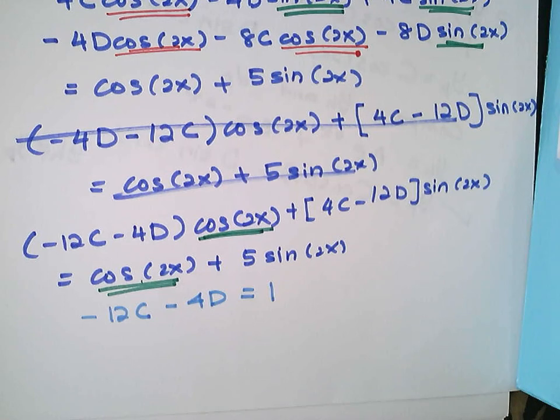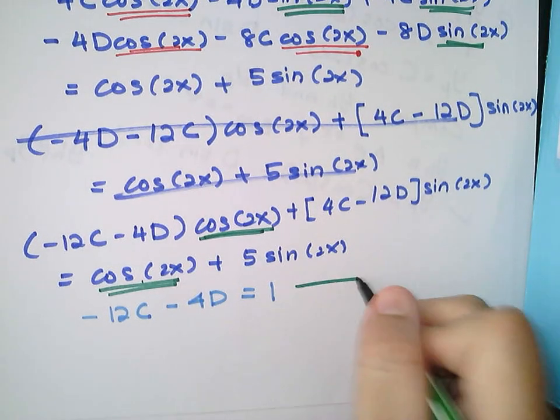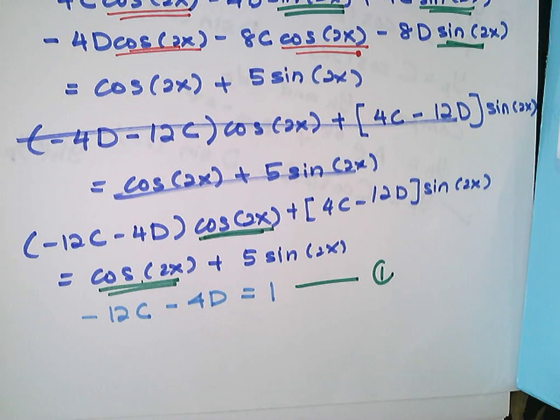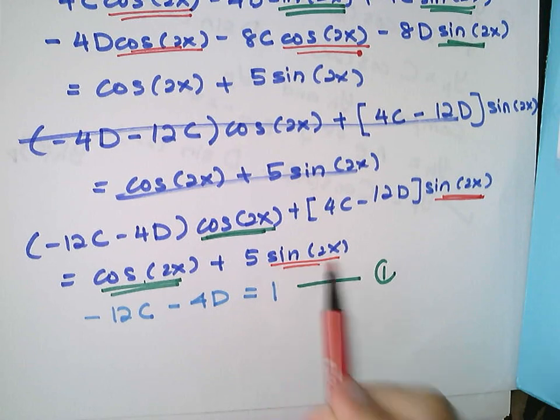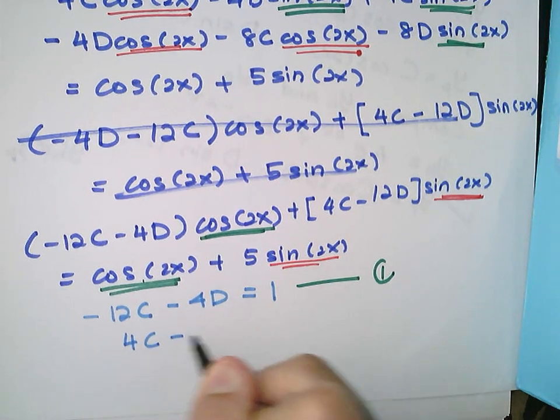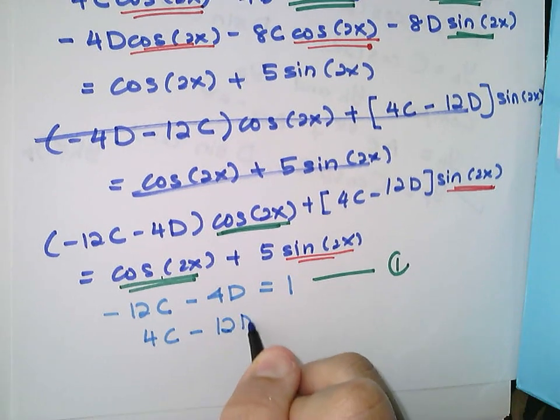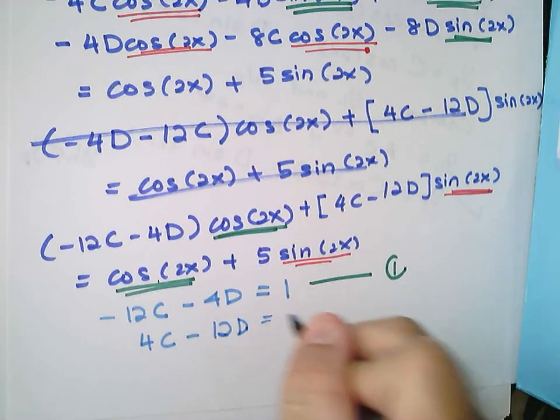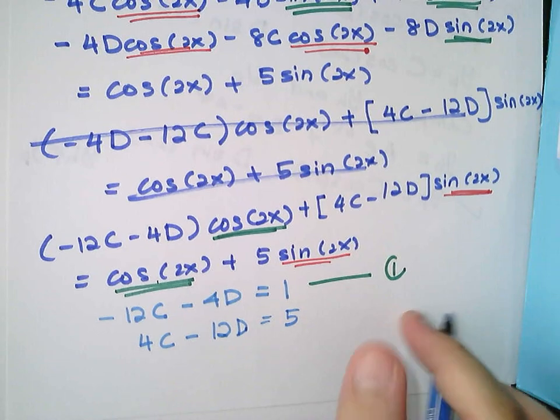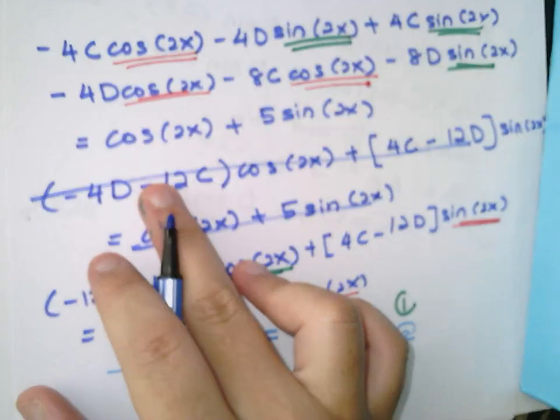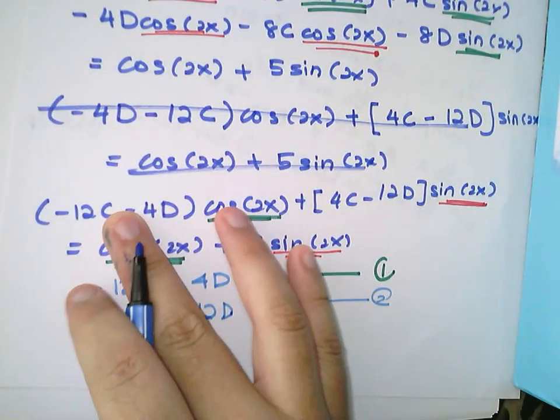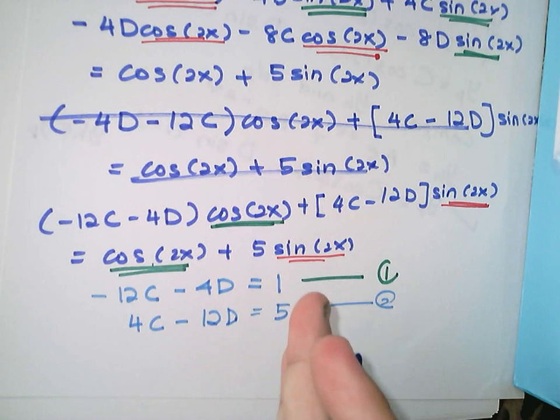Okay? So this is your first equation. So the second equation is by comparing the coefficient for sin 2x. So you will have 4c minus 12d is equals to 5. Okay, so this is the second equation. So that's why I rewrite this again as this one, so that I'm having these two equations.